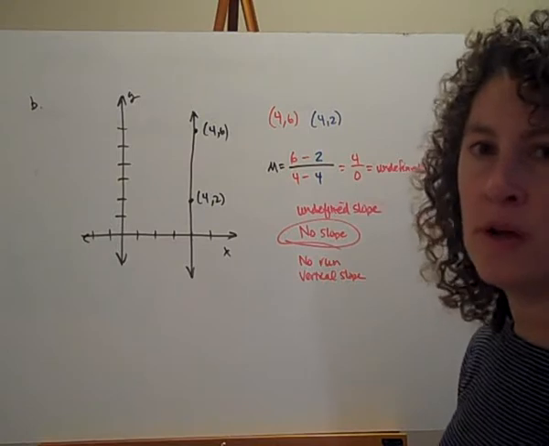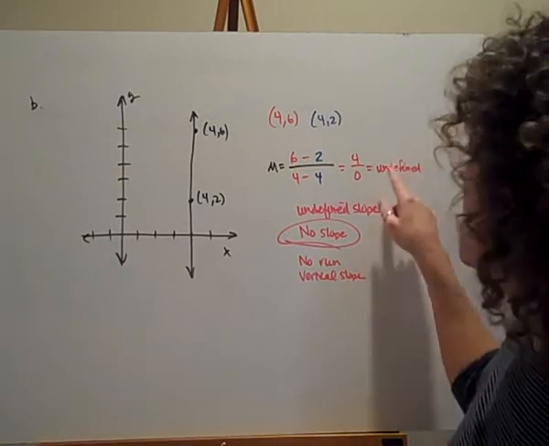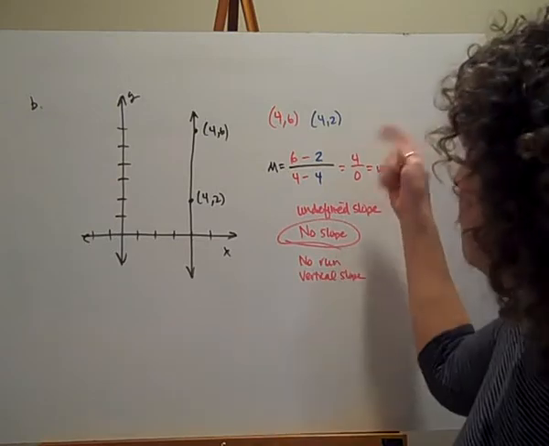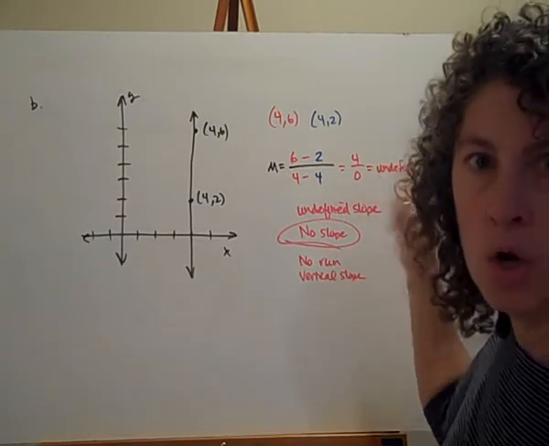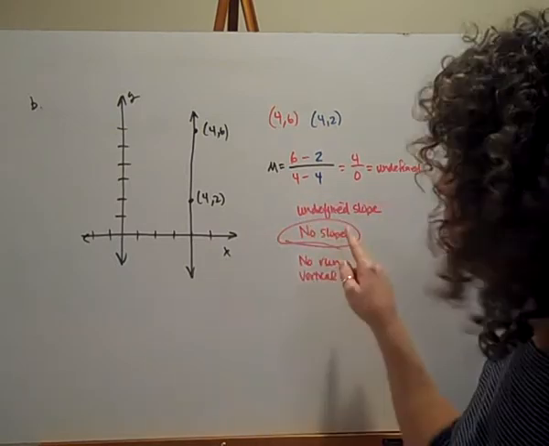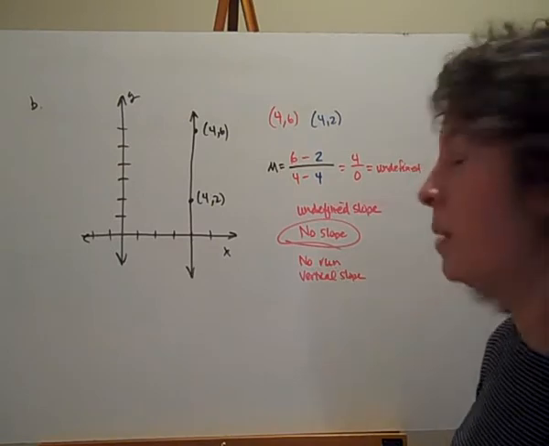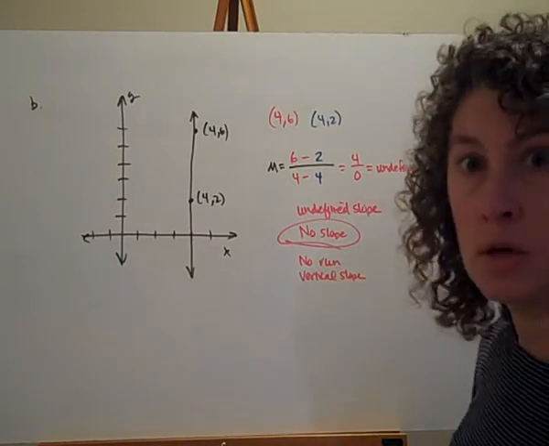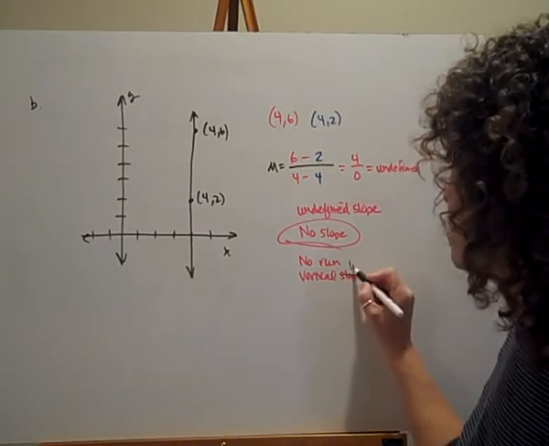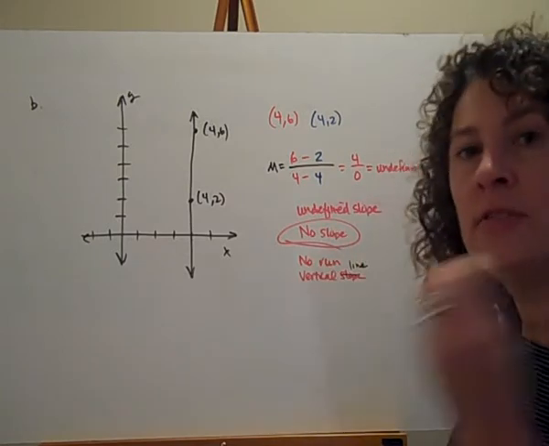We can't do 4 divided by 0. That's highly illegal. If you throw it in your calculator, it's going to yell at you. You're going to get undefined. I can't take 4 of something and divide it by no one. So we say this is an undefined slope, or you could say it has no slope. It doesn't have a run. It is a vertical line. It has no slope. That's different from 0.